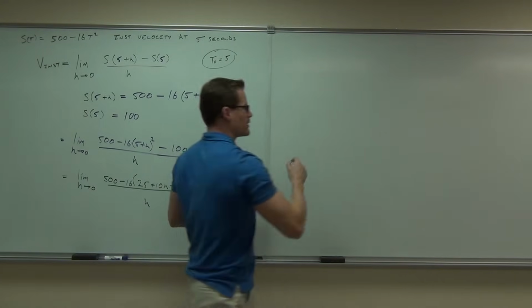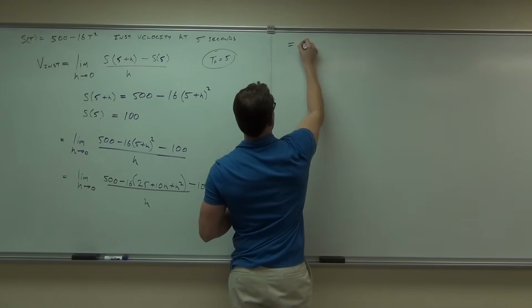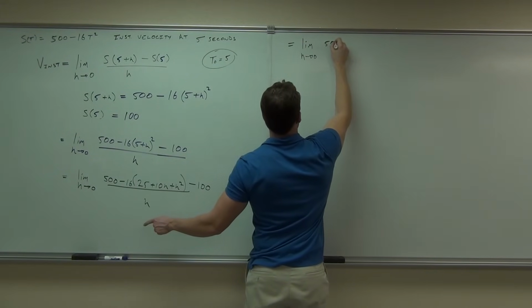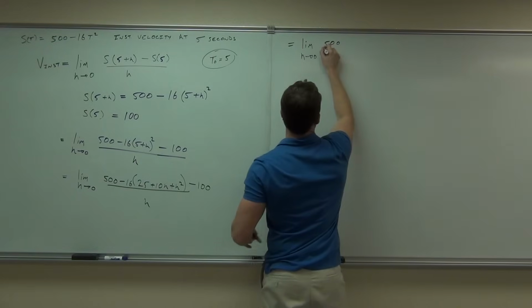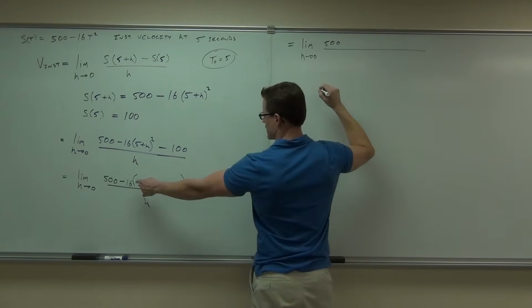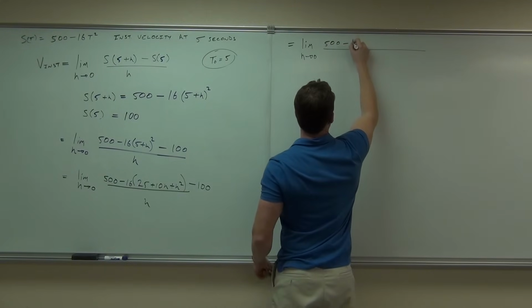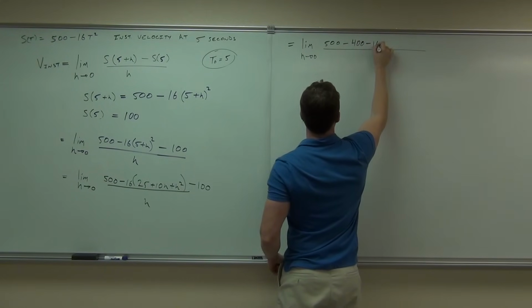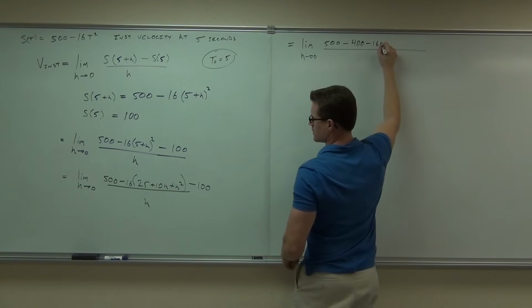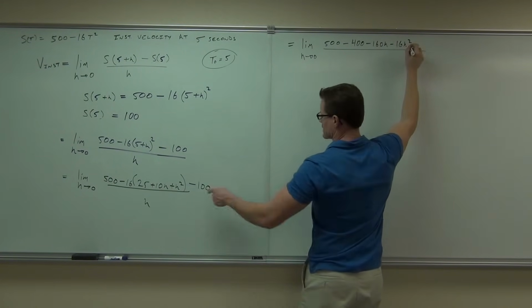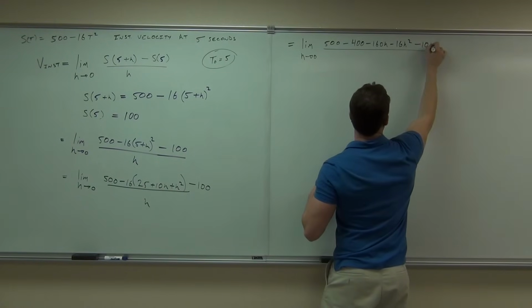So after that, help me out. Let's do this multiplication. This is the limit as h goes to 0. 500. Tell me the next few. What is that? 400? 400. Minus 160h? Minus 16h squared? And then lastly, we'll have this minus 100. Don't forget about that.